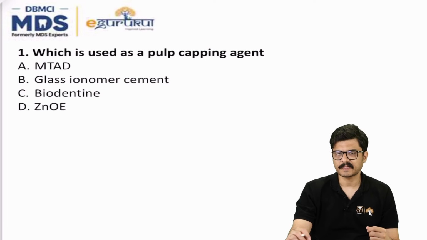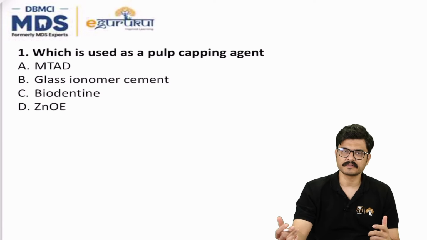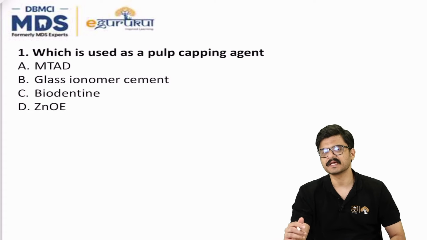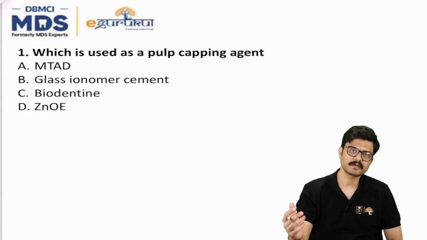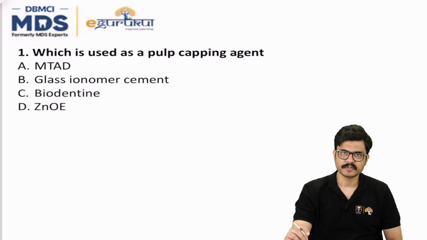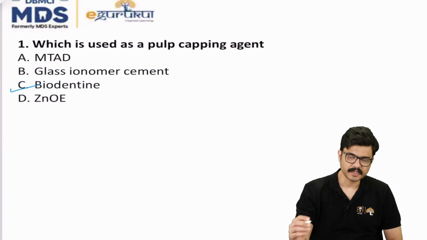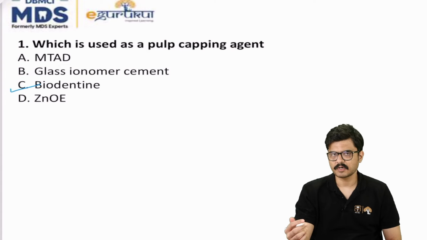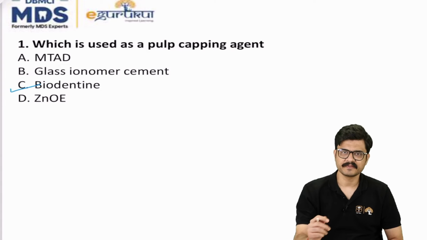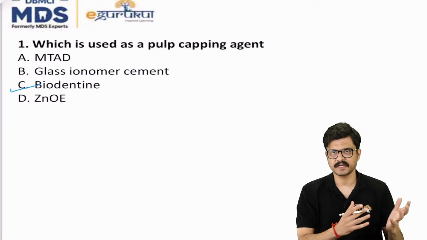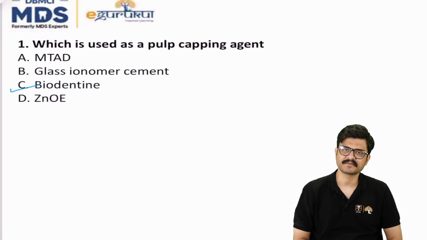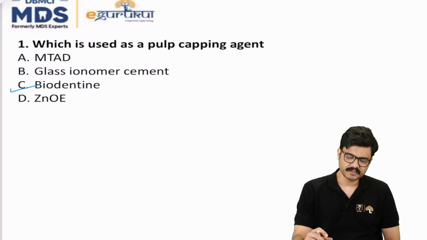The traditional pulp capping agent is calcium hydroxide, and the modern ones are the bioceramics or the calcium silicate based cement. So you'll have MTA, Biodentine, EndoSequence, etc. Right, guys? Now, here the answer is Biodentine, no doubt. Probably some of you got confused with MTAD. That's basically an irrigating solution, a mixture of tetracycline acid and doxycycline, right? So Biodentine, no doubt, is the answer here.